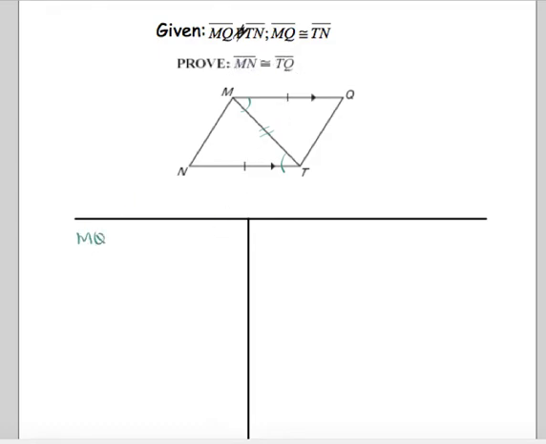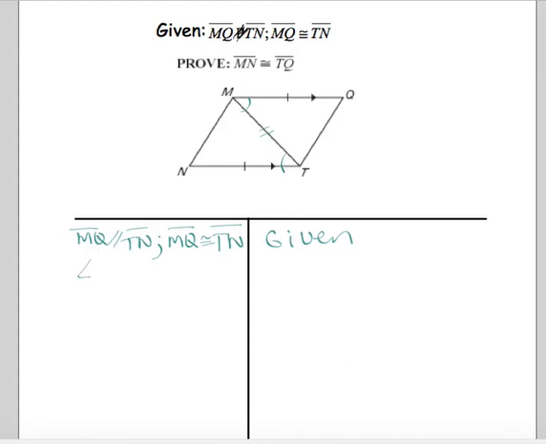So starting out, MQ parallel to TN, and I'm going to see if I can also fit MQ congruent to TN. There we go, it fit in one line. Given, you can put all your givens together. Then you could either use the reflexive, that was the second thing I noticed, or you can use the angles. It really doesn't matter. I'm going to go to the angles just because the parallel lines are right here.